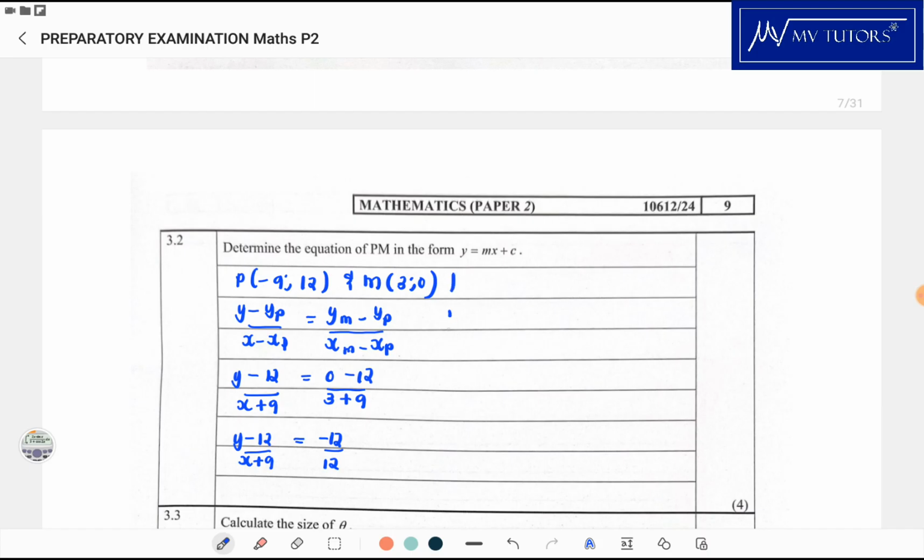I'm just going to forward it that side. So we have y minus 12 is equal to negative 1, and I'm going to take the x plus 9 to the other side. And are we expecting a positive or negative gradient? We'll see. So we have negative x minus 9 plus 12, and finally y is minus x plus 3. Does that make sense?